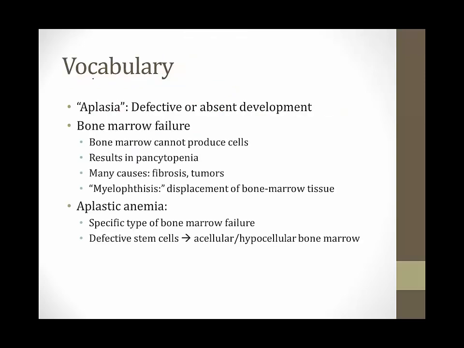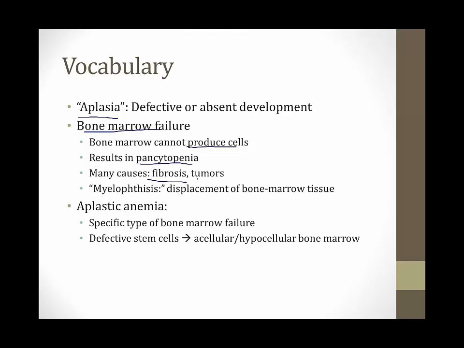Let's pause here and review a little bit of vocabulary. The word aplasia means defective or absent development. So aplastic anemia means anemia where there is absent development of red blood cells. Bone marrow failure refers to an inability of the bone marrow to produce cells. This results in pancytopenia, and there are many causes of bone marrow failure. For example, fibrosis of the bone marrow can cause bone marrow failure.